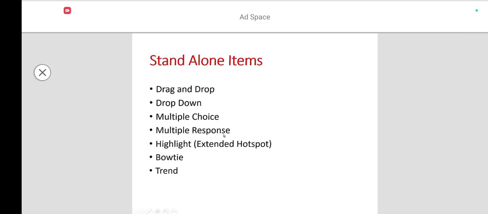Standalone items: drag and drop, drop down, multiple choice. These are the items in standalone items. First, drag and drop: you will get spider net like questions in which you have to drag from the given options to the blank space. Drop down is the same as the spider like questions. And multiple choice, you already know that. Multiple response, that also you know.